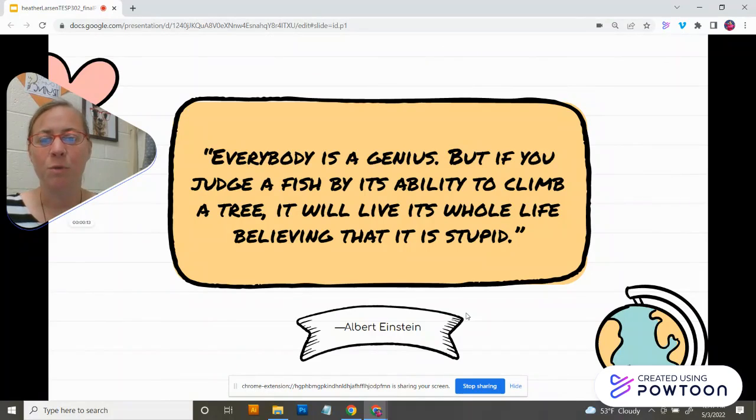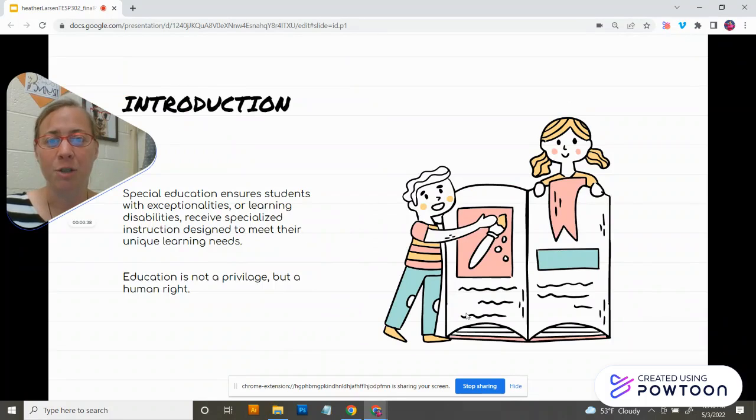Albert Einstein was quoted saying, "Everybody is a genius, but if you judge a fish by its ability to climb a tree, it will live its whole life believing that it is stupid." We do not want our students to feel stupid. We want them to feel empowered, engaged, and that they have the tools necessary to be successful through their educational career and beyond. So that is why it's so important that we specialize education around these students.